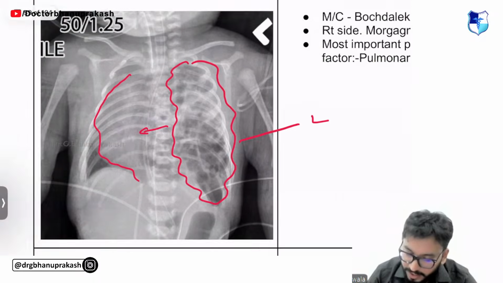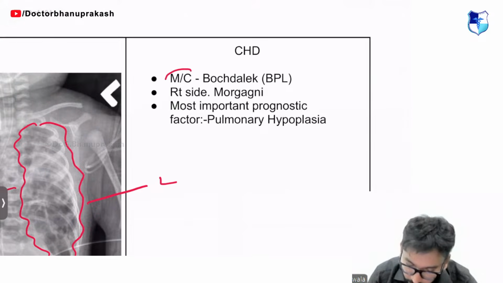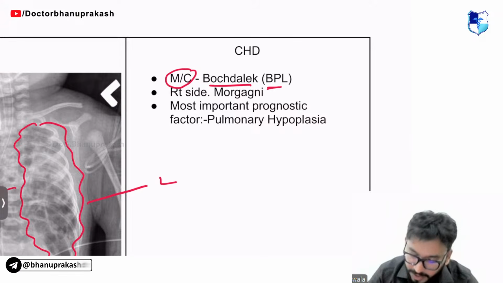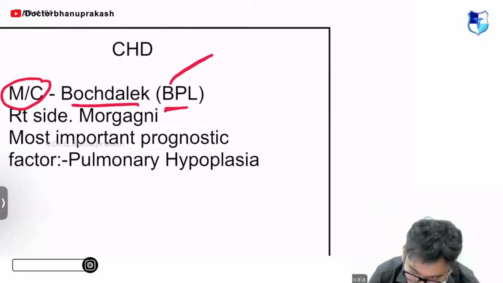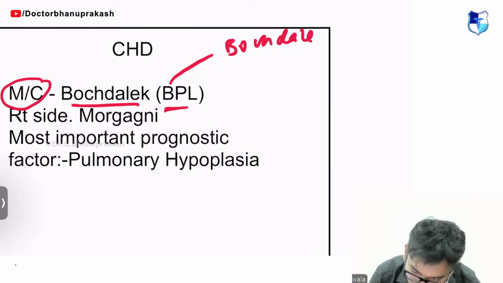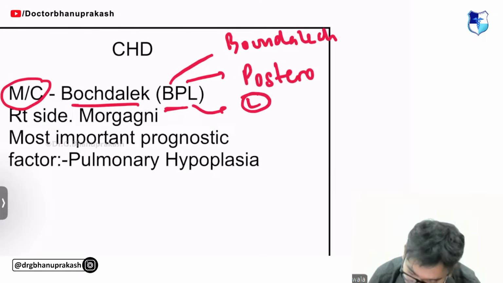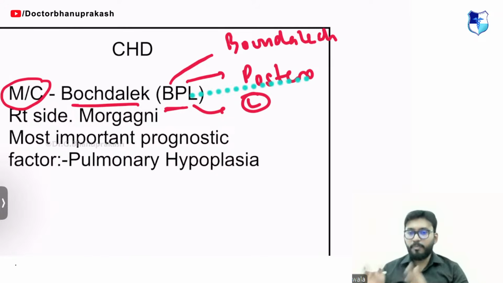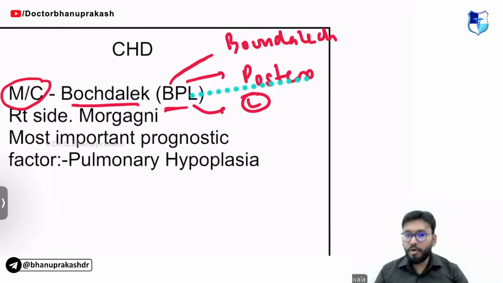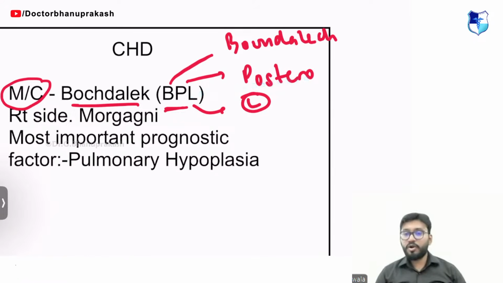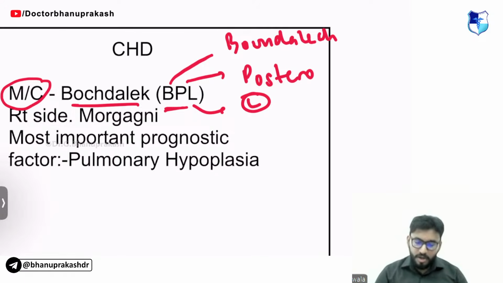This is known as Bochdalek hernia. Remember, most common is Bochdalek hernia. The mnemonic is BPL. B stands for Bochdalek, P stands for postero, and L stands for left-sided. So posterolaterally or posteriorly left-sided Bochdalek. This is the mnemonic that you need to remember. And yes, you're absolutely right. Bag and mask ventilation is contraindicated.